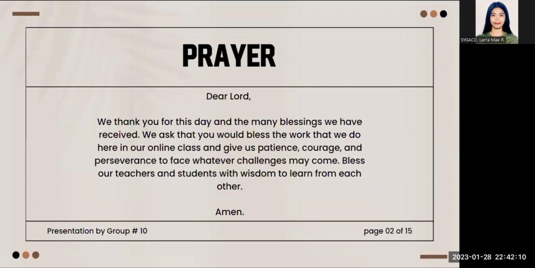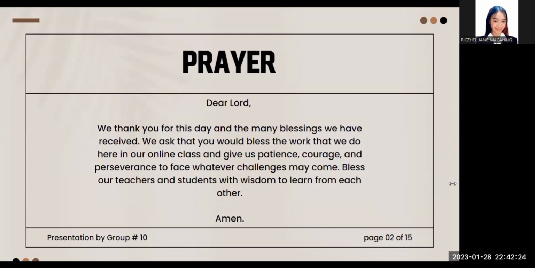Before we start our discussion, let's first have a prayer, and that will be led by Makahilig. Okay, let's bow our head and feel the presence of God. In the name of the Father, the Son, and the Holy Spirit. We thank you for this day and many blessings we have received. We ask that you would bless the work that we do here in our online class and give us patience, courage, and perseverance to face whatever challenges may come. Bless our teachers and students with wisdom to learn from each other.